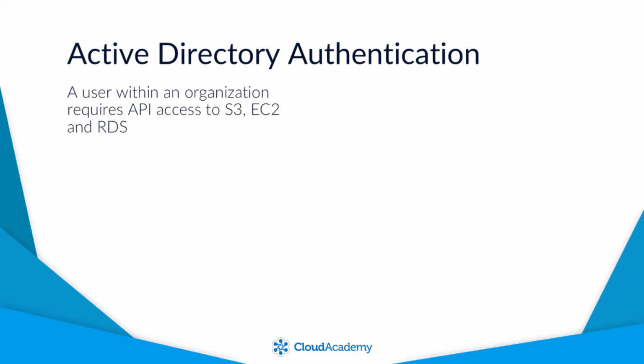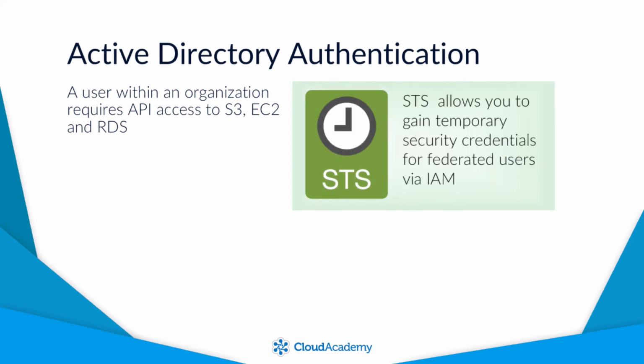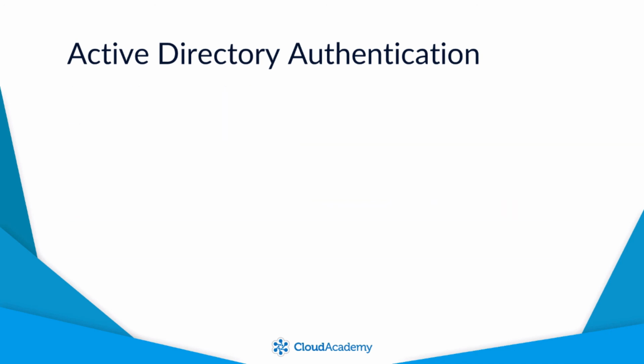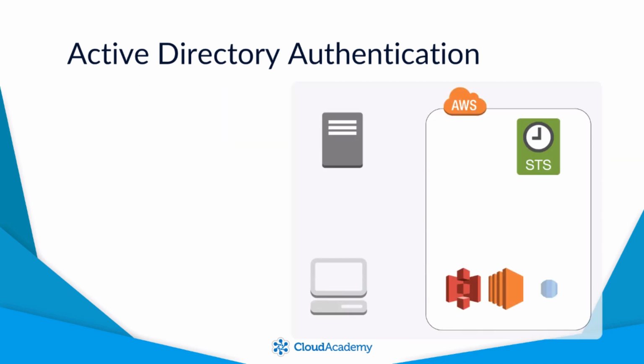This example will assume the user within an organization requires API access to S3, EC2, and RDS. This scenario will also include the use of an AWS service called Security Token Service, STS. The Security Token Service allows you to gain temporary security credentials for federated users via IAM associated with IAM roles and policies. More information on STS can be found here. Let's look at this in more detail via a diagram.